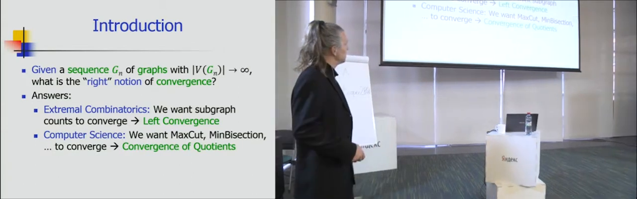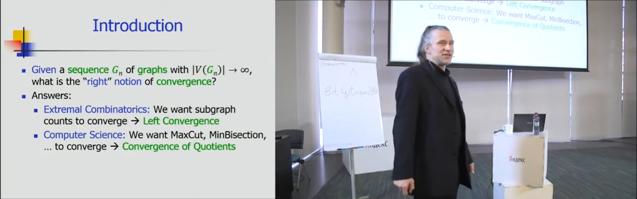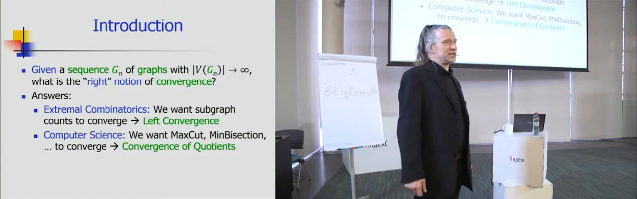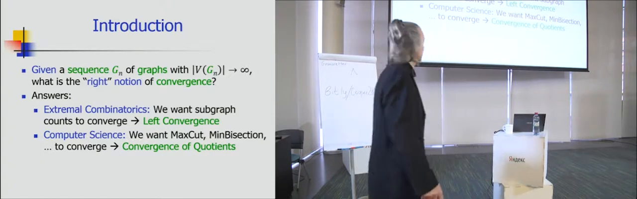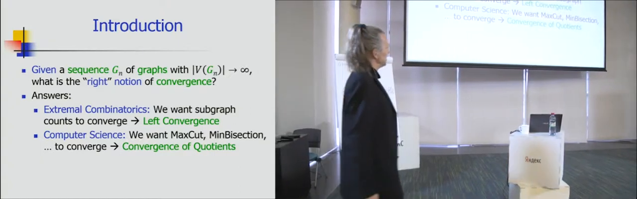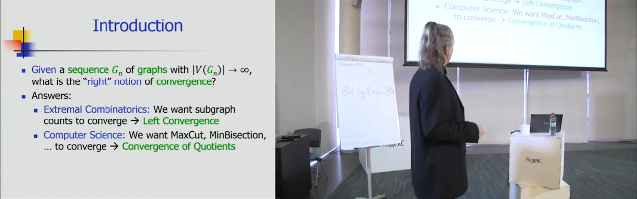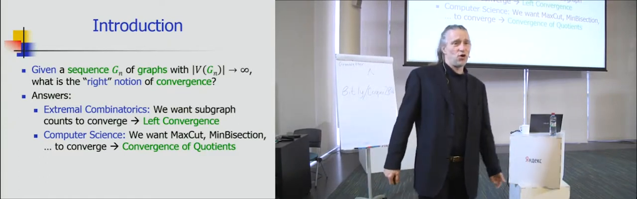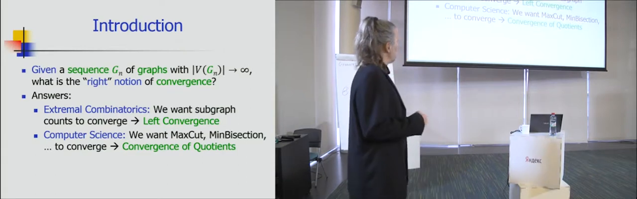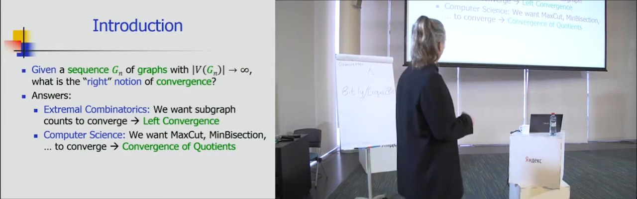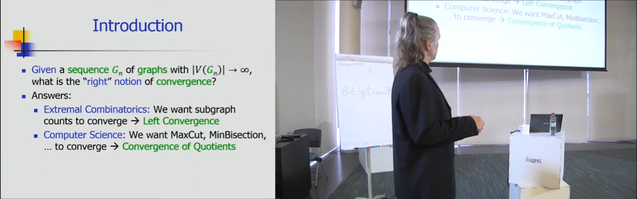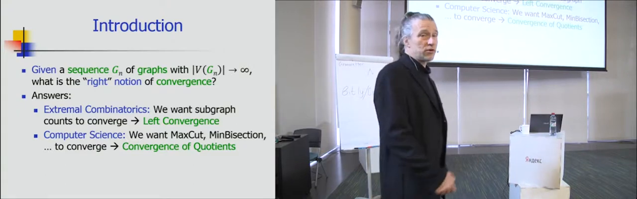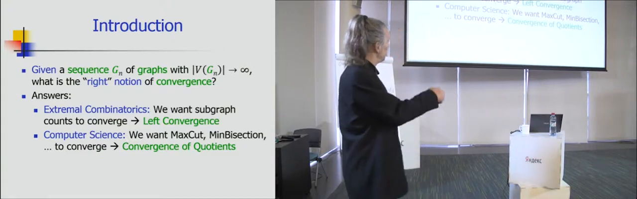You could ask computer scientists, and they say, look, I'm not really interested in how many triangles your internet has. But I'm interested in things like max cut or min bisection or flow, more global properties of your graph, which leads to a different notion of convergence, which we'll call convergence of quotients. I will explain all of this.